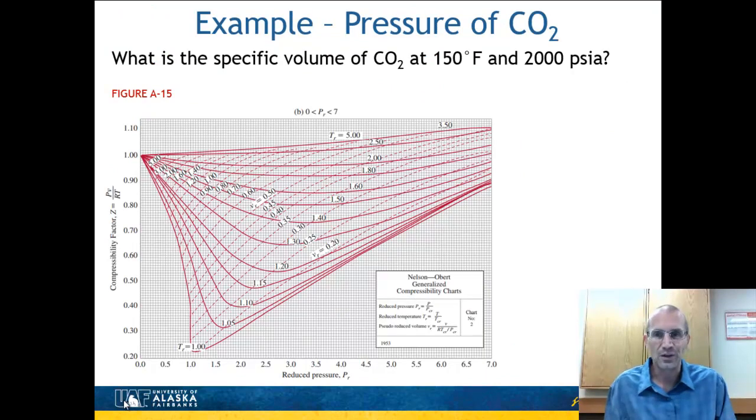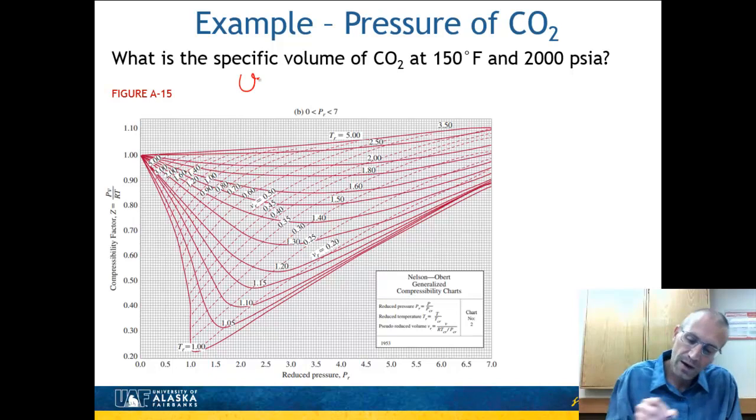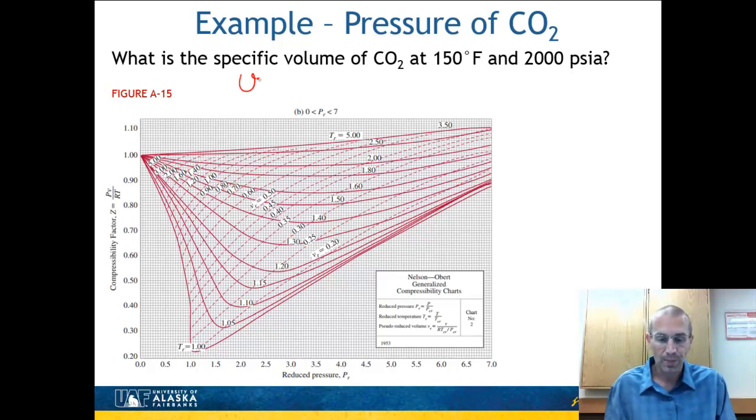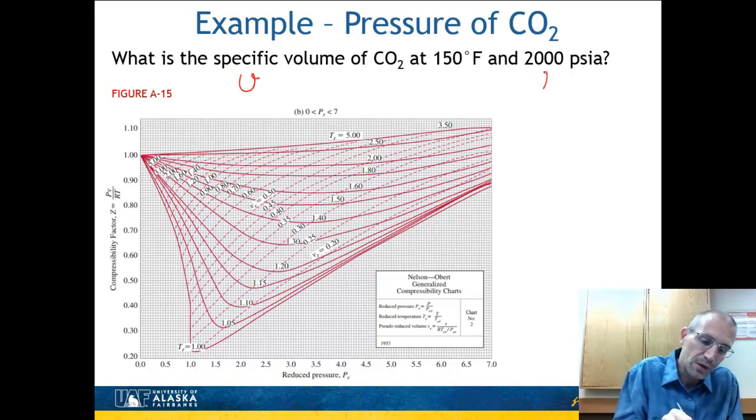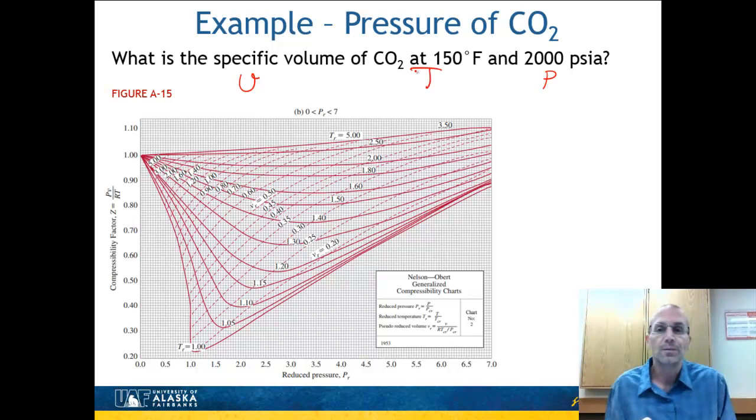So let's go ahead and do an example. The question says, what is the specific volume of CO2 at 150 degrees Fahrenheit and 200 psia? So I'm asked to find the value of little v. I'm given a pressure and I'm given a temperature. I'm going to use the compressibility charts.